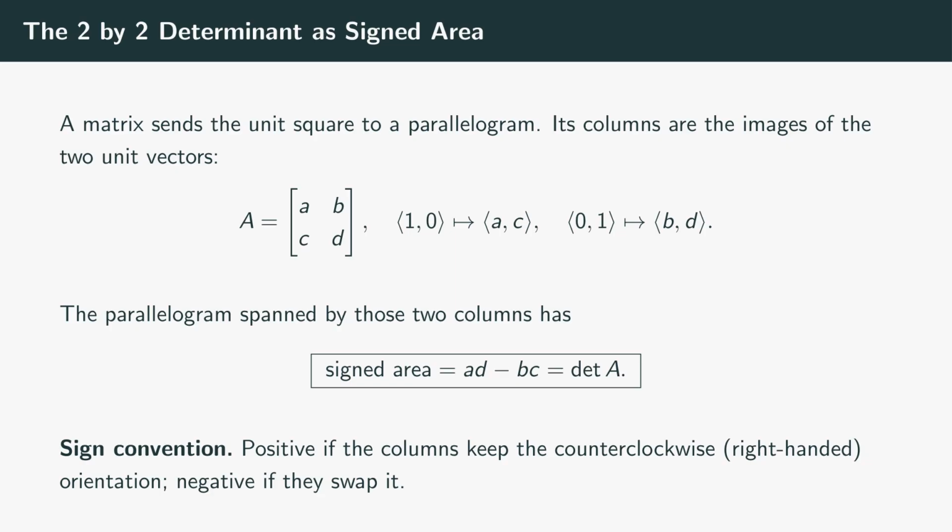So the 2x2 formula, ad minus bc, is not arbitrary at all. It is the area of the parallelogram the matrix creates. We call it the signed area because it carries a sign. If the 2 columns preserve the usual counterclockwise orientation, the determinant is positive. If they swap that orientation, it comes out negative. Strip the sign away with absolute value and you have the plain geometric area.